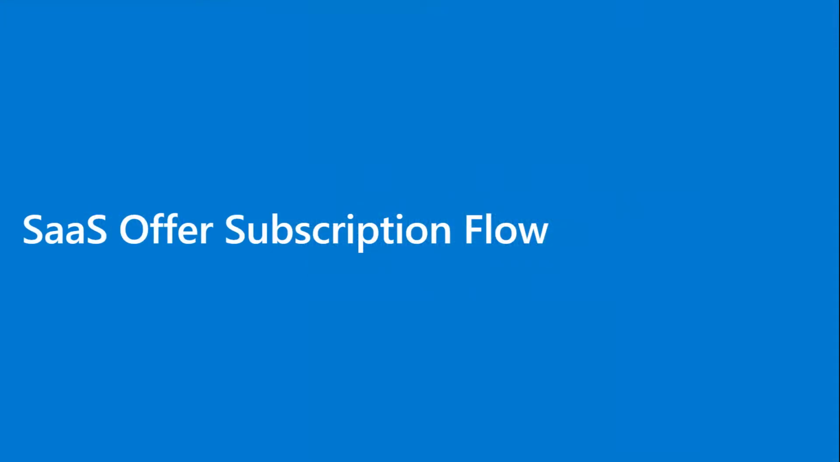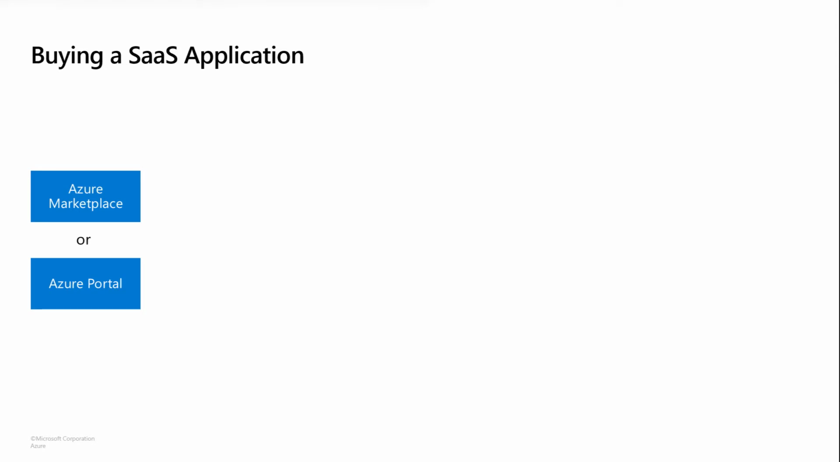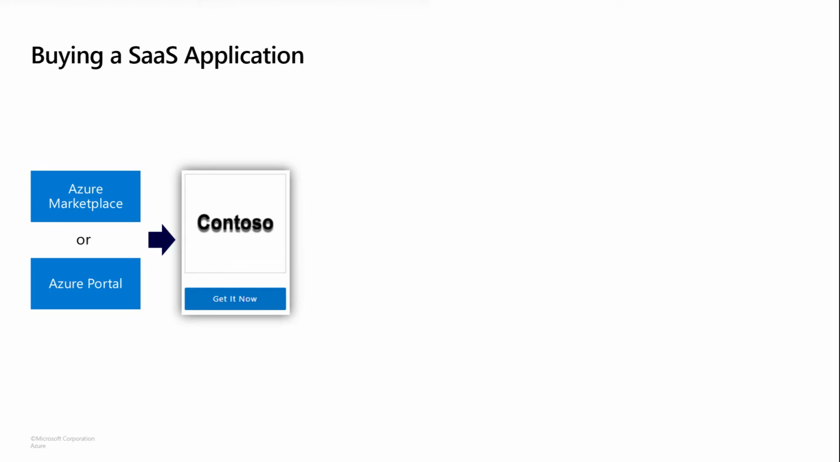Now, as we said, we're going to start by looking at the flow of subscribing to a SaaS application. This is what happens when a customer subscribes to a SaaS offer. Think of this as the order of operations for subscribing. As we mentioned, you can start in the Azure Marketplace or in the Azure portal. From there, we want to find an offer that happens to be a SaaS offer with a Get It Now button. That button means that we can go ahead and make the purchase right now.